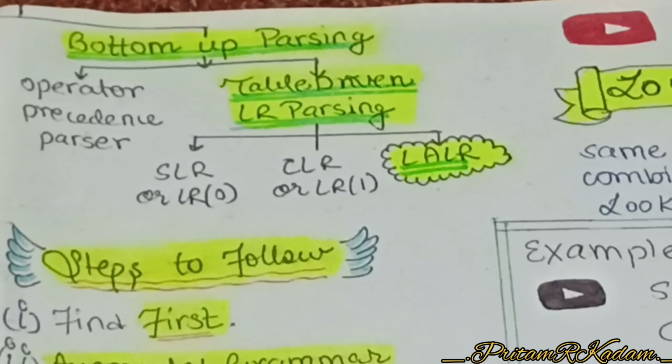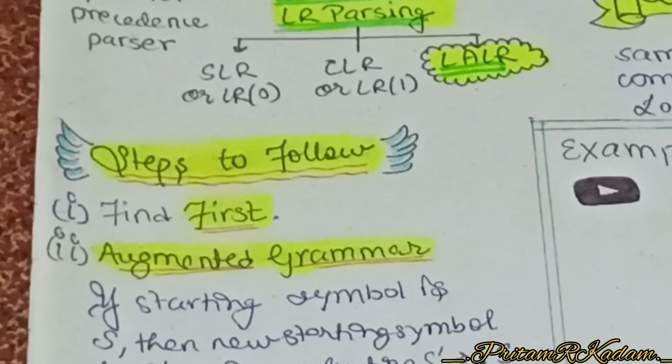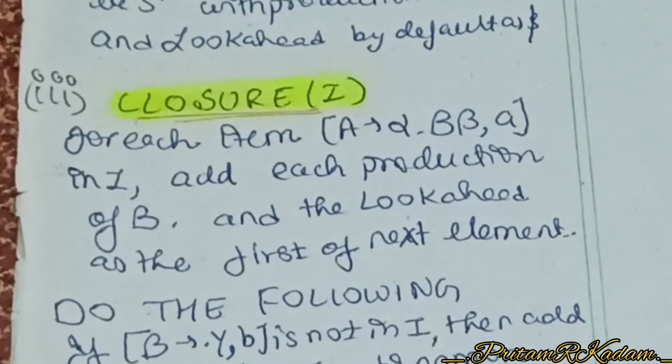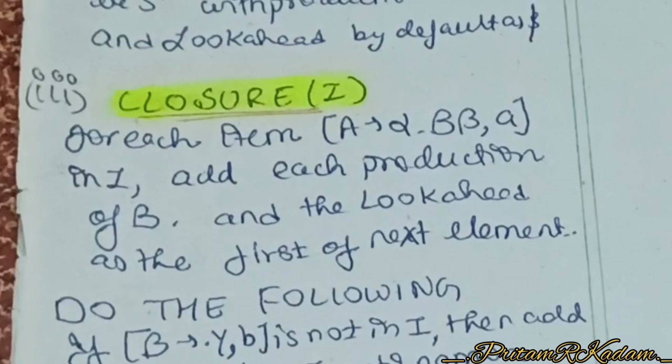First of all, we'll find the first of each non-terminal and terminal. Then we'll write the augmented grammar, then the closure part, that is the productions with the goto. And then if they have different lookahead but the same productions, then we will combine the states. Then we will write the shift entries and reduce entries in the table.